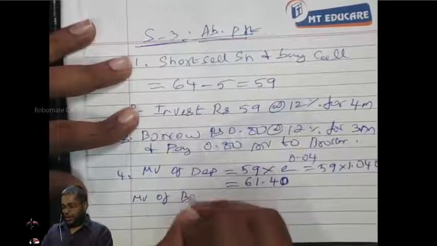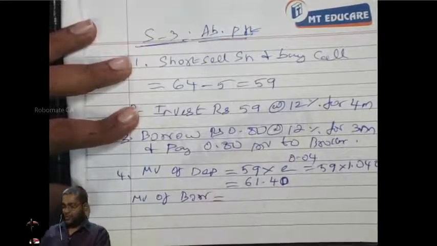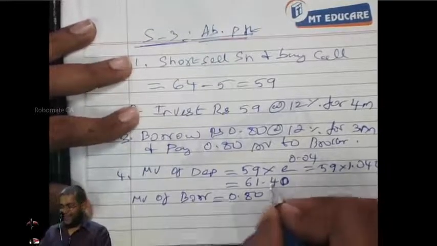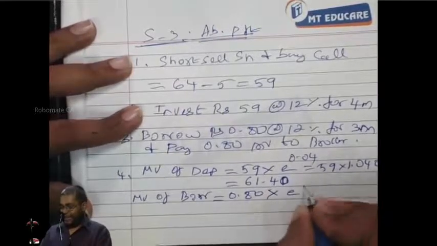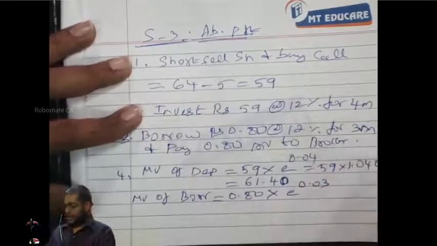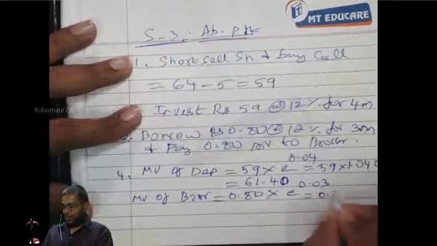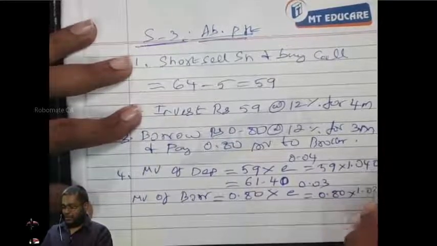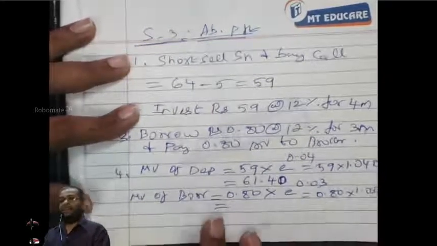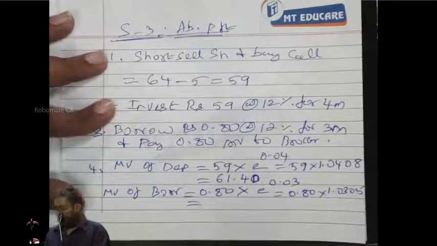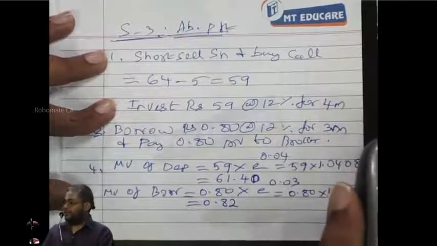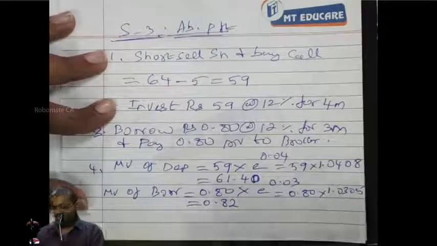The maturity value of the borrowing is equal to how much I borrowed? 80 paise. I'm a beggar, not even having 80 paise, so I borrowed. 80 paise into e power what? 0.03. I borrowed only for how many months here? 3 months. So 0.03, which is 0.80 into 1.0305. Multiply and tell me what is 0.8 into 1.0305? 0.8244. That is 0.82. So the maturity value of the borrowing is 0.82.